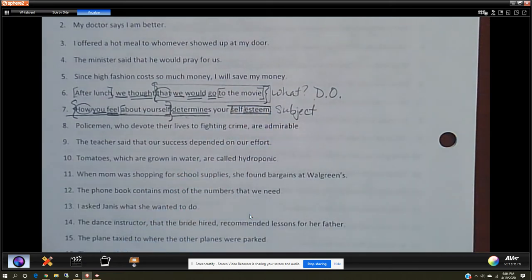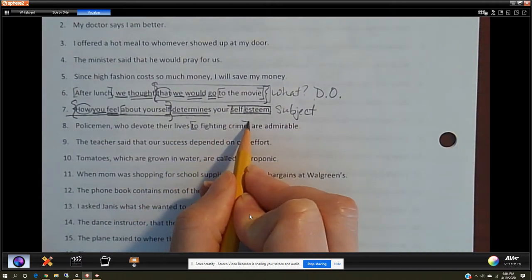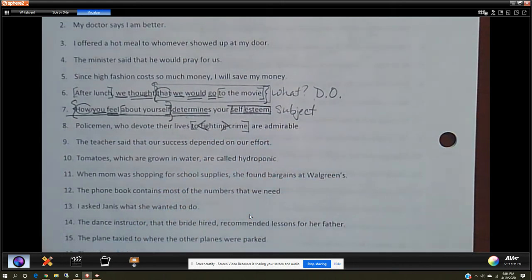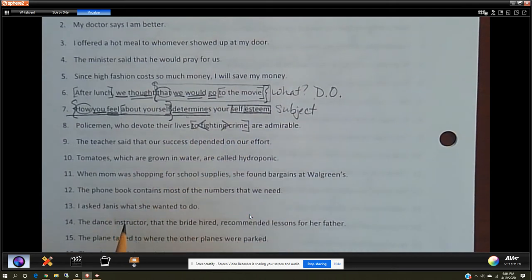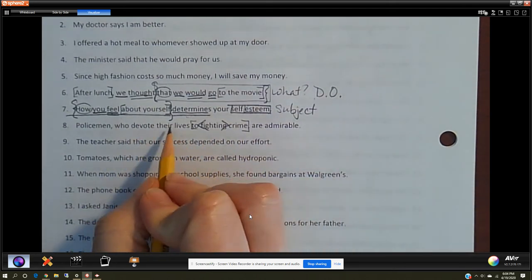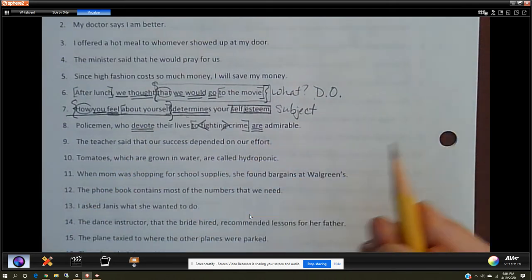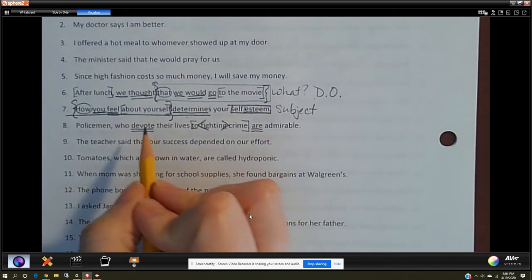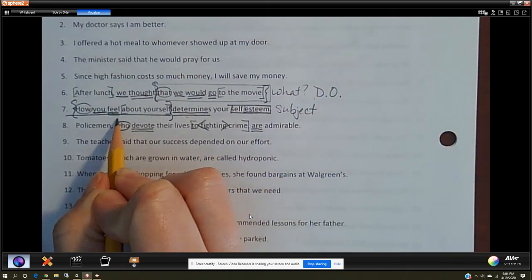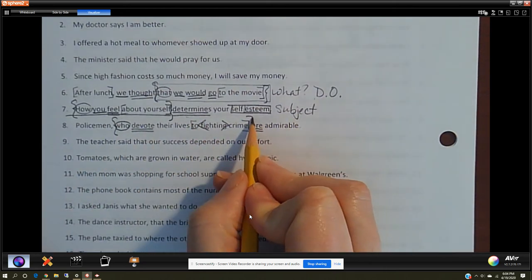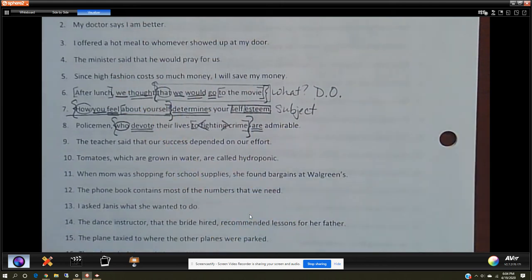Self-esteem. Okay. Number 8, policemen who devote their lives to fighting crime are admirable. Prepositional phrases. To fighting crime. This is actually a participle in the middle there, which is just an adjective in the middle of your prepositional phrase. Verbs. Devote. Are. Okay. Relative pronouns, subordinating conjunction. Who. Where do I end the dependent clause? At the comma.